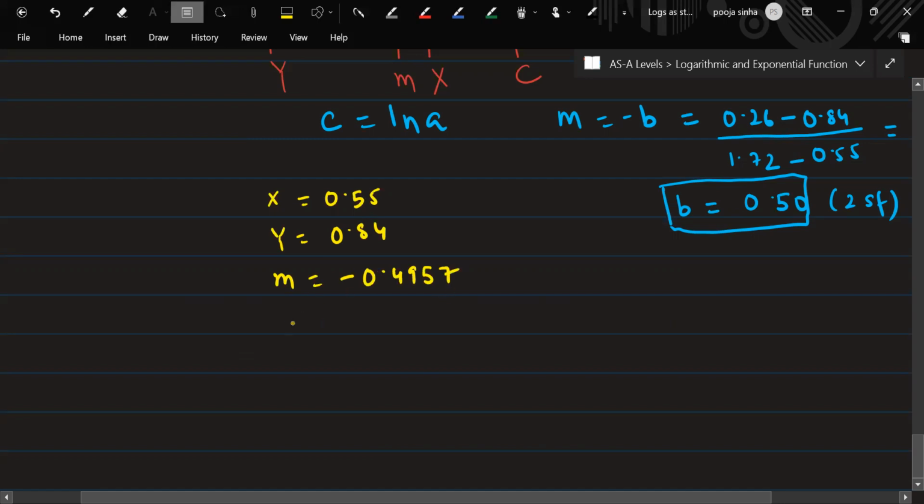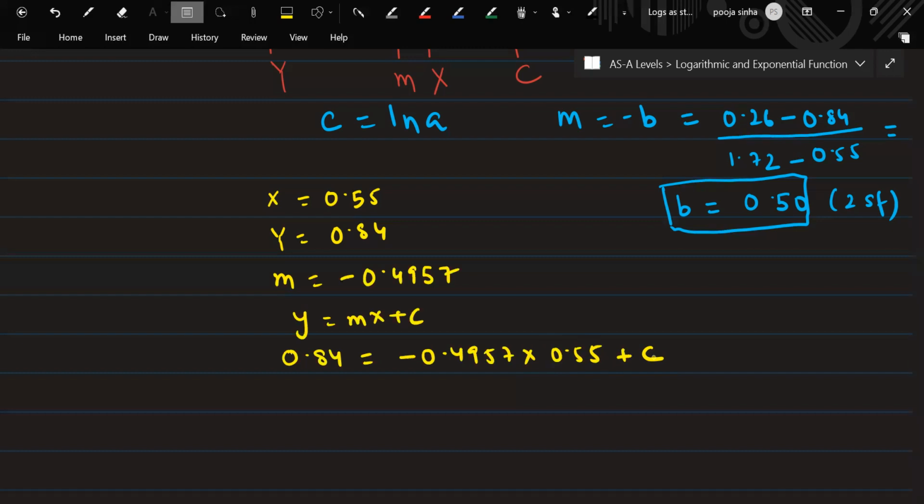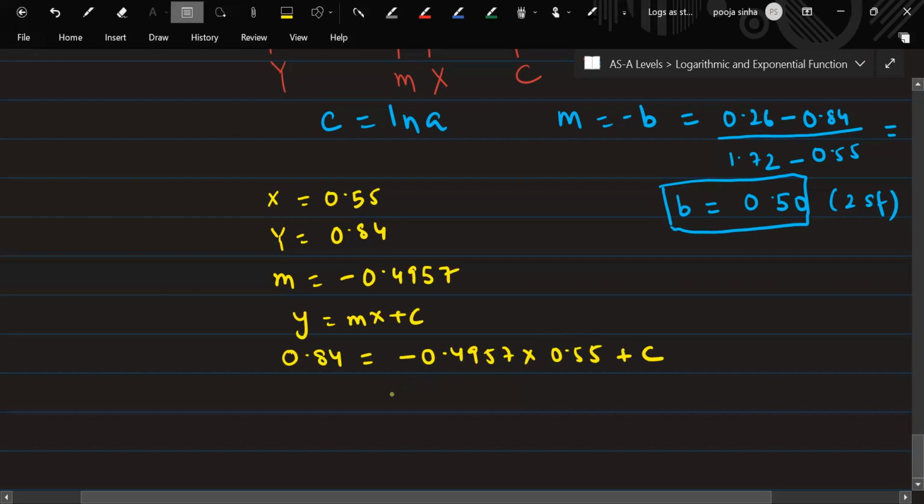So if I put it in the equation, y equals mx plus c, so 0.84 is equal to minus 0.4957 into x value, which is 0.55, plus c. यहाँ से I can find out the value c. So c will come out to be 1.1126.